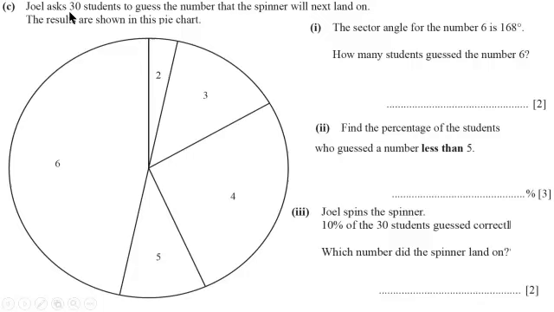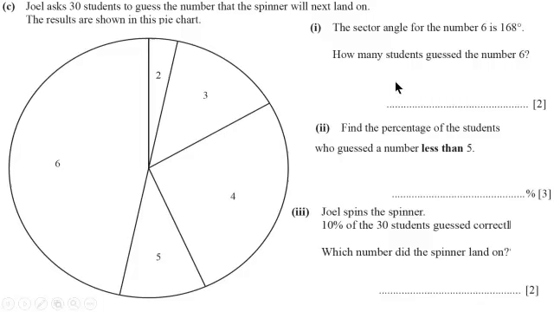30 students. This is a new frequency now. The results are shown in this pie chart. This is the inverse of the previous one. Now we have the pie chart and we want to collect information. The sector angle for the number 6 is 168. This angle is 168. How many students guessed the number 6?